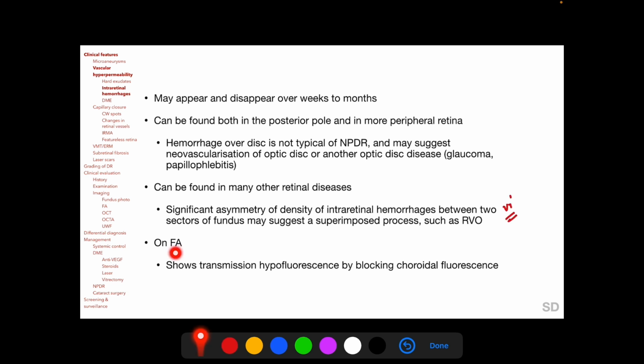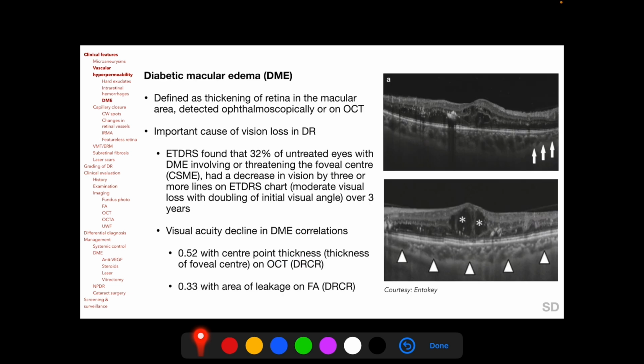On fluorescein angiography, as we have mentioned, intraretinal hemorrhages show transmission hyperfluorescence by blocking choroidal fluorescence. Diabetic macular edema is an important topic by itself, but it belongs to the non-proliferative diabetic retinopathy spectrum and so will be discussed here. Diabetic macular edema is defined as thickening of the retina in the macular area, which can be detected either ophthalmoscopically or on OCT, as seen here in these two photographs. Diabetic macular edema is an important cause of vision loss in diabetic retinopathy, and this is very important to remember.